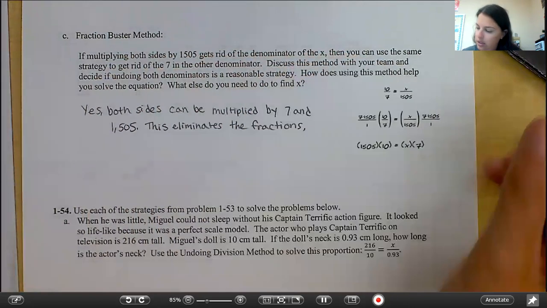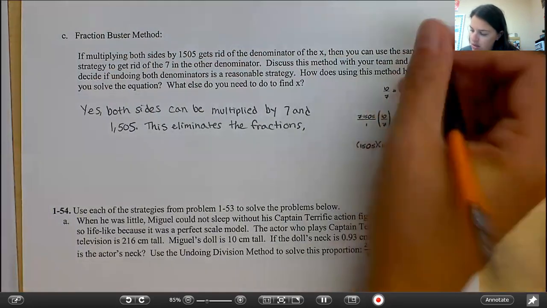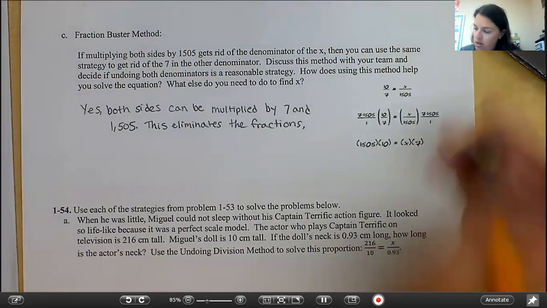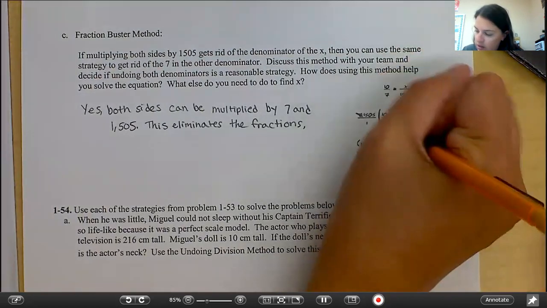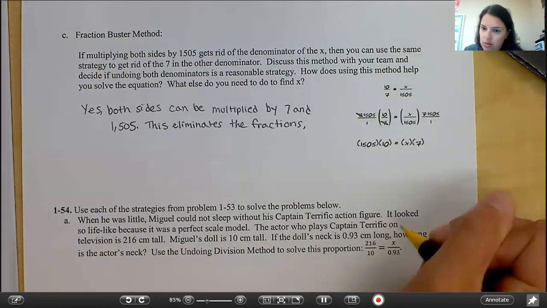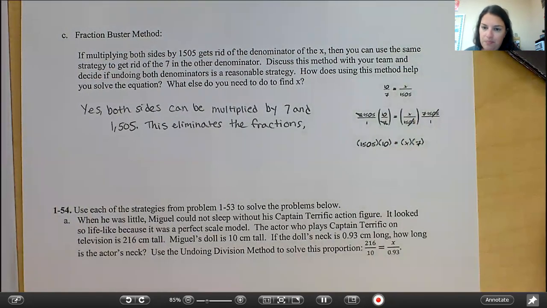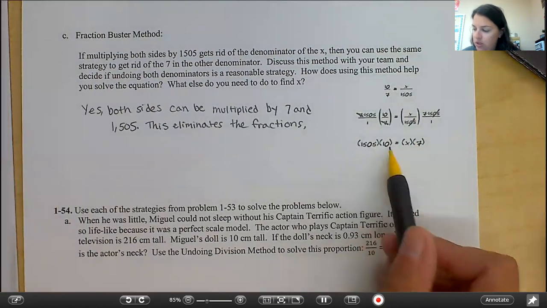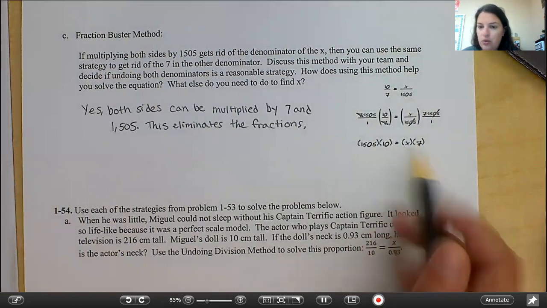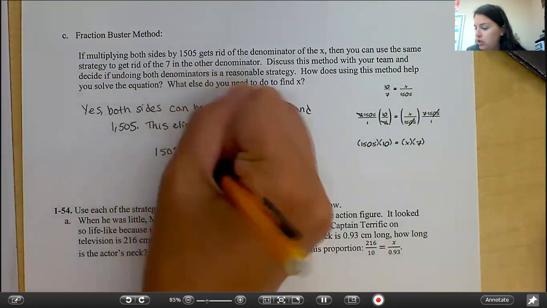So if we take a look at this over here, it's kind of hard to see. When we're multiplying, these 7s and these divide to just give you 1. So that's why over here we have 1,505 times 10 and x times 7. So this is much simpler for us to solve than with all those fractions.